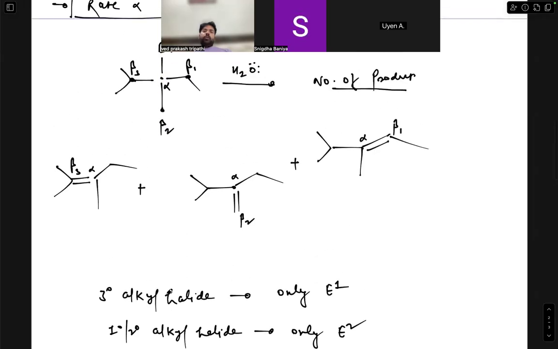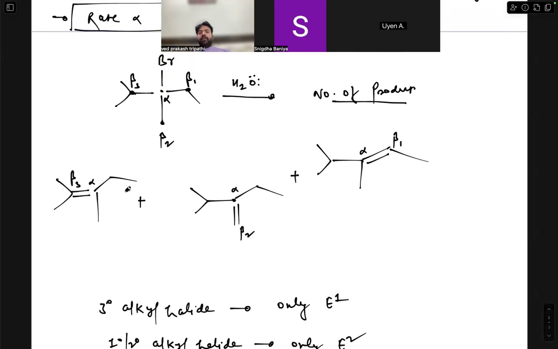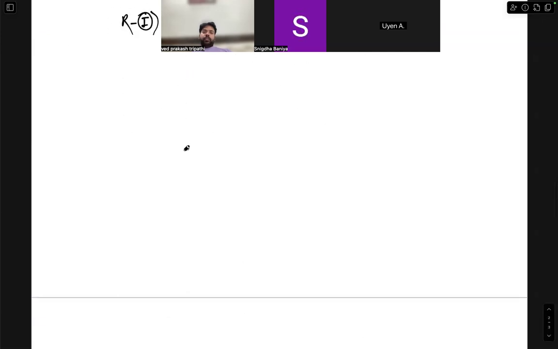Now we are going to talk about the stability of alkene. Because once you have more than one alkene product, we have to compare which one is more stable and which one is less stable. So we should know which one is the major alkene and which one is the minor alkene, and that depends on the stability of the alkene. So next is stability of alkene.